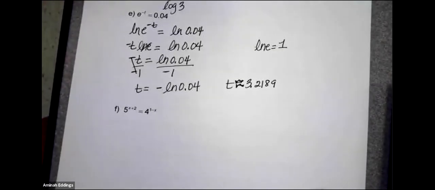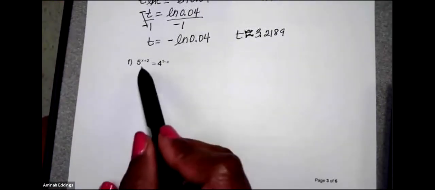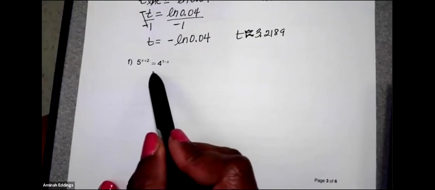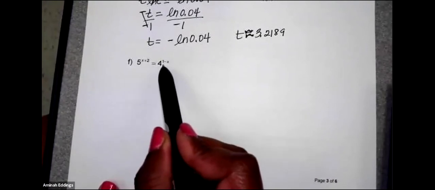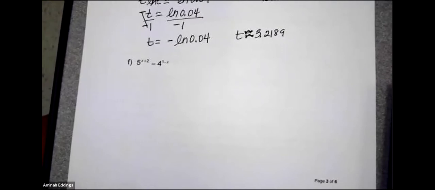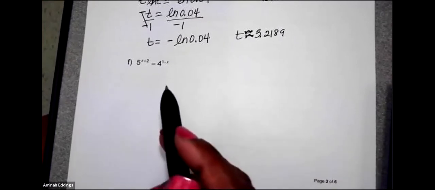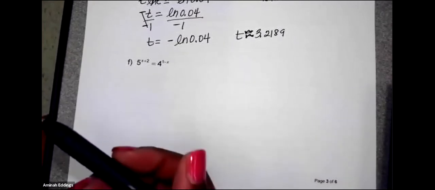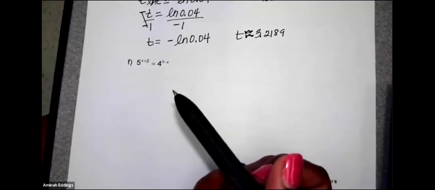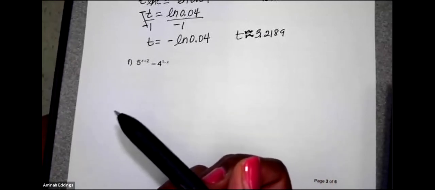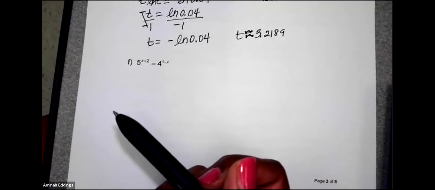All right, let's look at F. So we have 5 to the x plus 2 power is equal to 4 to the 1 minus x power. How do we want to begin this? I have a base of 5 and a base of 4. Can I make them the same? No, I cannot. Somebody said yes. Yes? How you want to make those the same? No. Do you understand why though?